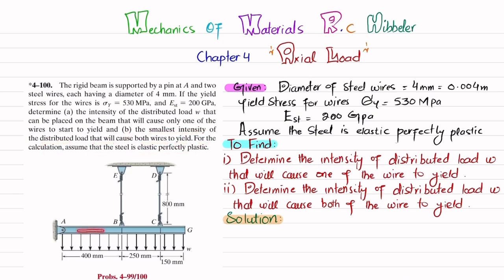So you can see this is the beam. Clear, there is a pin support at point A, and at points B and C there are two steel wires having a diameter of 4 mm. And there is a distributed load acting over the whole length, which is W. So you have to find this W for one of the wires to yield, and then in the second part we have to determine this W for both wires to yield. So let's start with the solution.